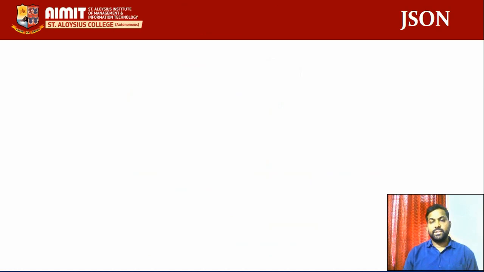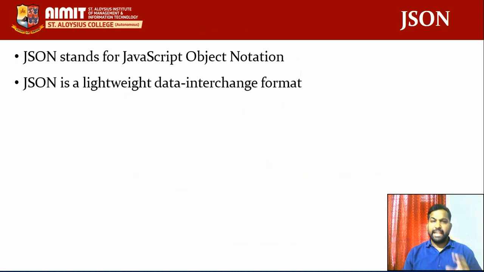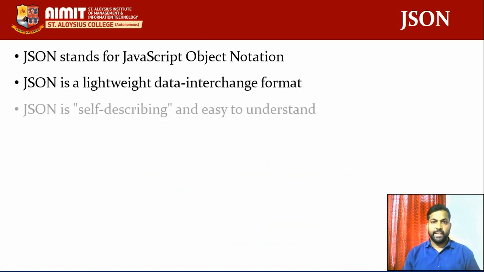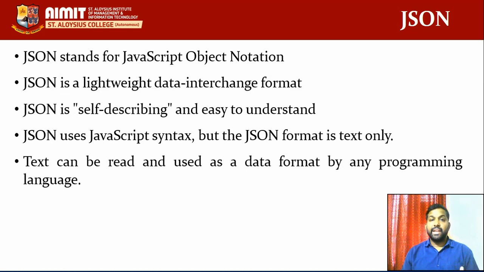JSON stands for JavaScript Object Notation, and it is a lightweight data interchange format, which in other words we can just call an exchange format. It is self-describing and very easy to understand, and it uses JavaScript's syntax, but it is not actually JavaScript. It doesn't mean you should run it only in a browser. Any text editor can open it, somewhat like an XML file, and it can be read and used as a data format by different programming languages.